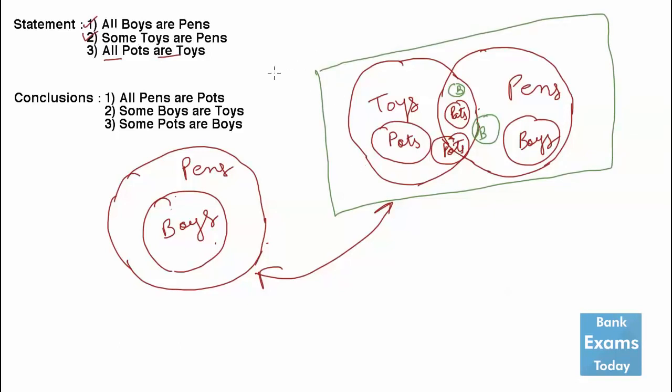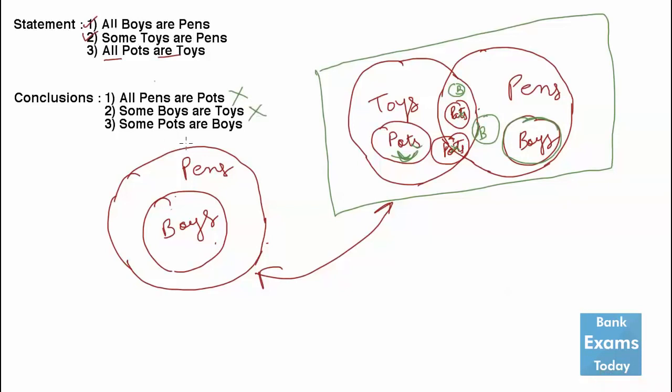So let's move on to the conclusions. All pens are pots. So look at this circle. If this is the position, if the pot is not here, then all the pens are not pots. So it is not possible at all. Some boys are toys. So if the circle boys is situated here, then there is no relation between the toys and the boys. So this conclusion is not followed.